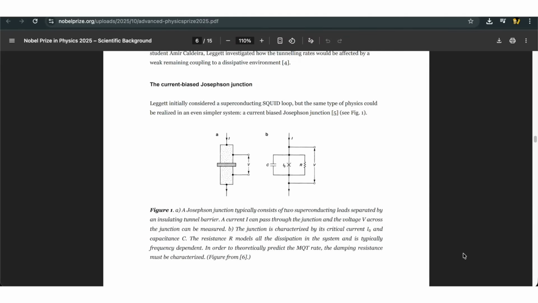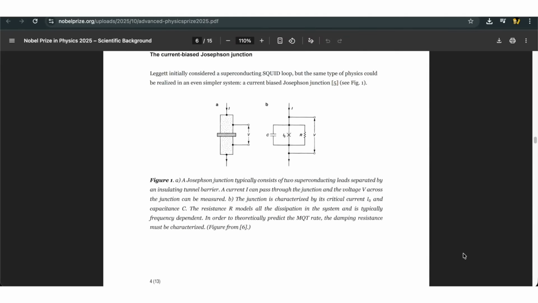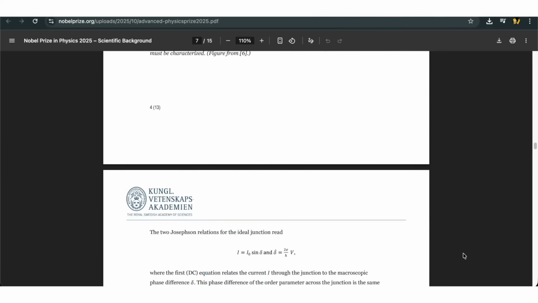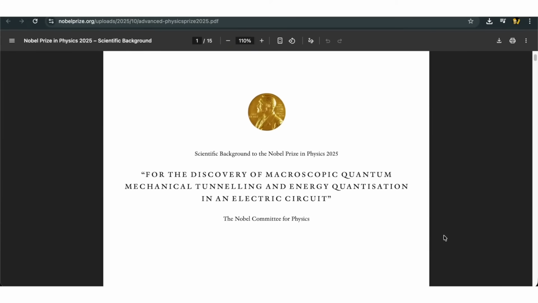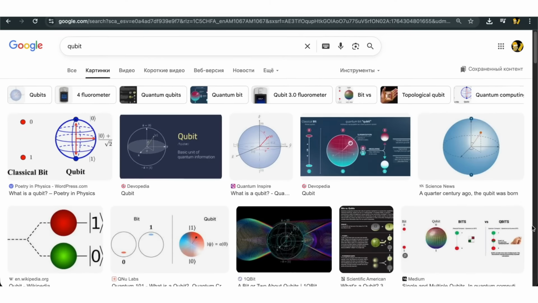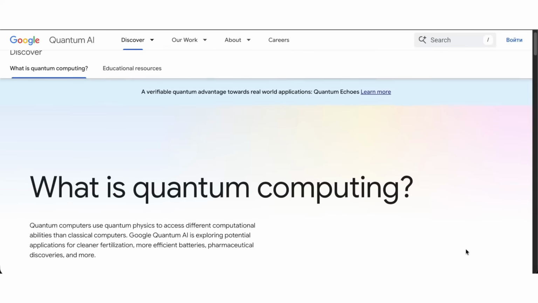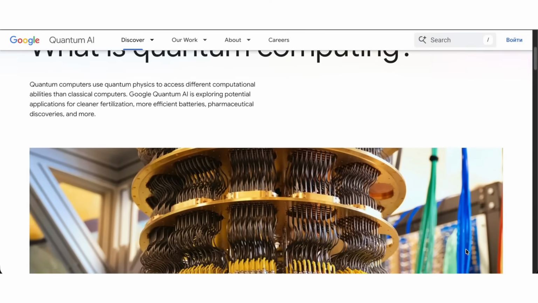In quantum circuit mode, these junctions are used precisely because they exhibit macroscopic tunneling and energy quantization, which were experimentally studied by Clarke, Devoret, and Martinis. This discovery forms the foundation of all modern superconducting quantum technology. Qubits, quantum computers, quantum sensors, amplifiers, and artificial atoms.